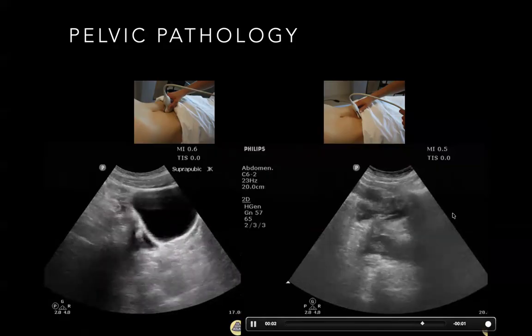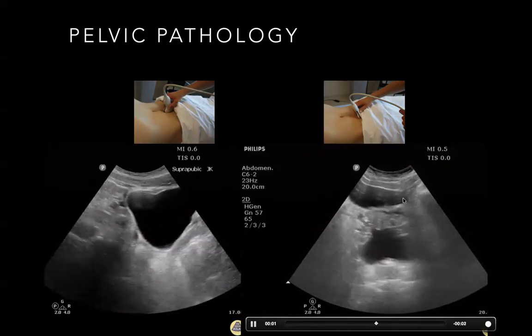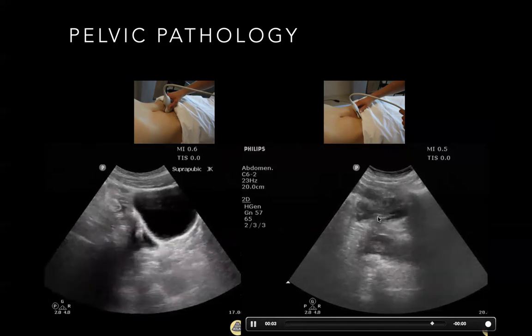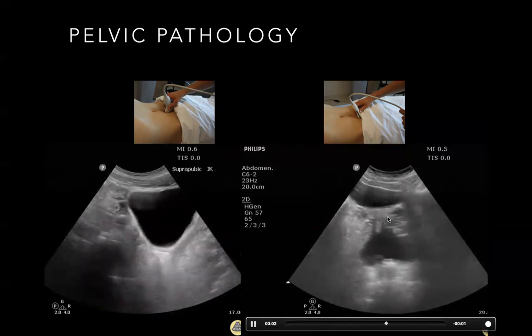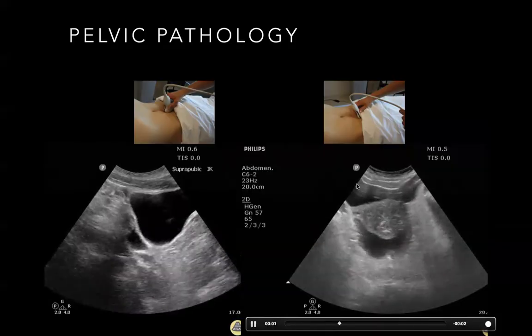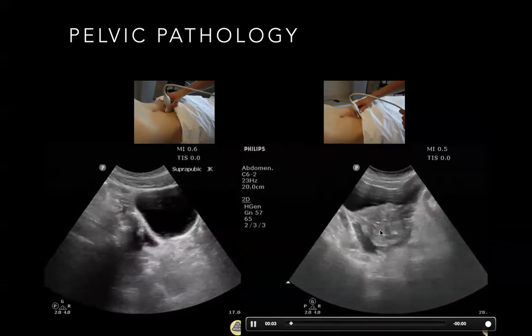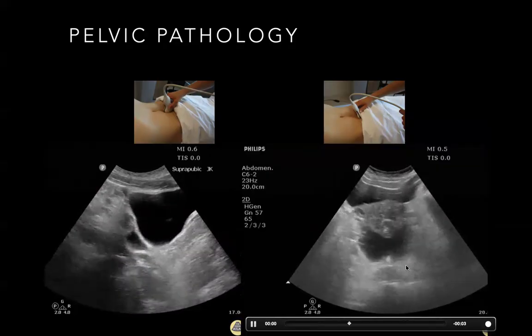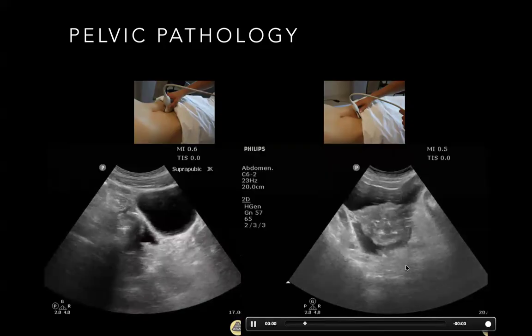And also looking here, usually the bladder is seen superficially, and then you see your uterus or prostate. However, in this scenario, you see fluid that's deep to the prostate or uterus, and so this is also free fluid that's not supposed to be there.